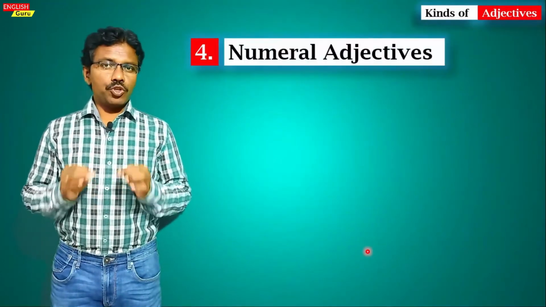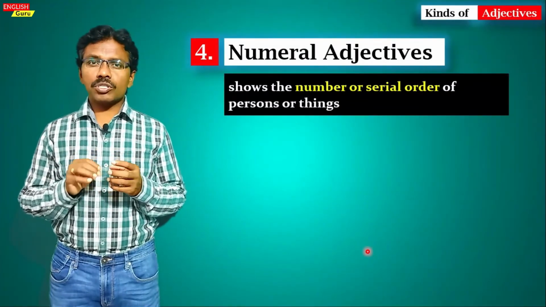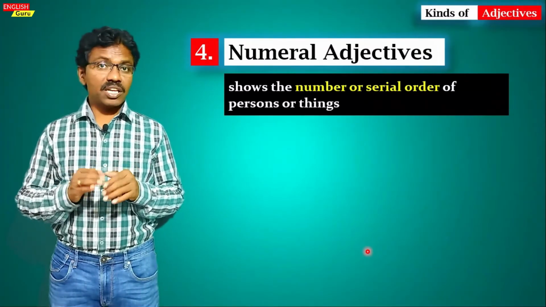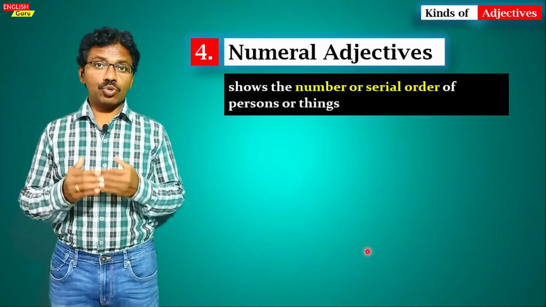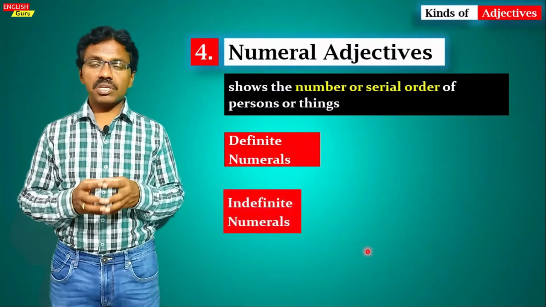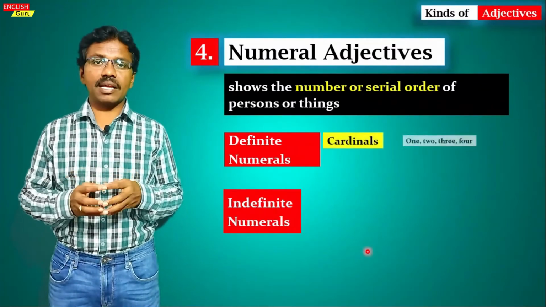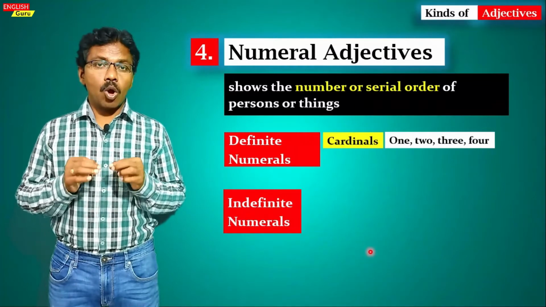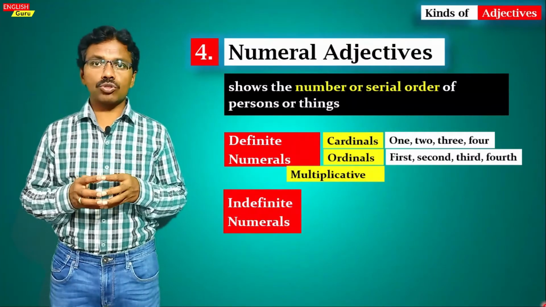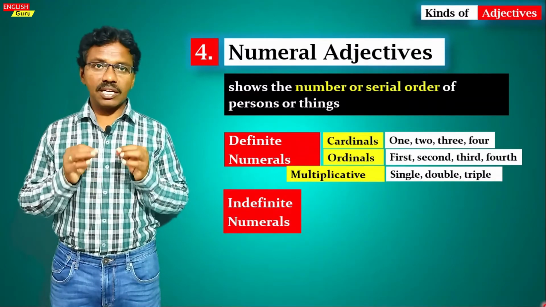The fourth one is numeral adjectives. Numeral adjectives show the number or serial order of persons or things. And we have two kinds of numeral adjectives. The first one is definite numeral adjectives, and the second one is indefinite numeral adjectives. In definite numeral adjectives, we have cardinals like 1, 2, 3, 4, ordinals like first, second, third, fourth, and multiplicatives also: single, double, triple. These are all the definite numerals.